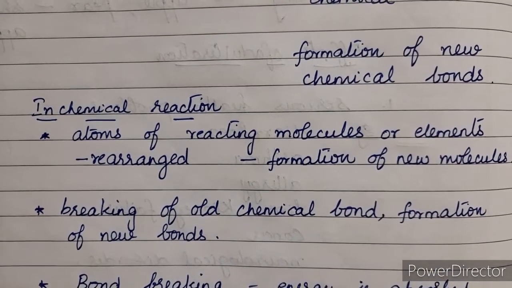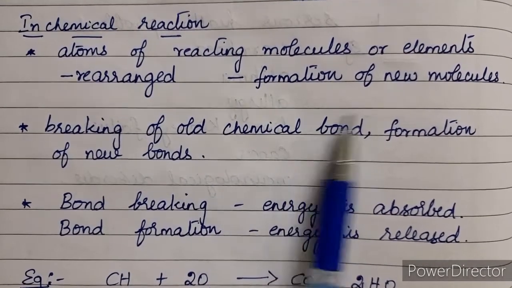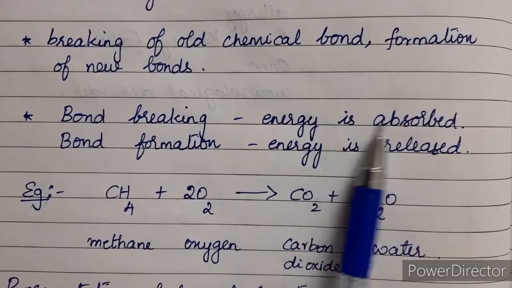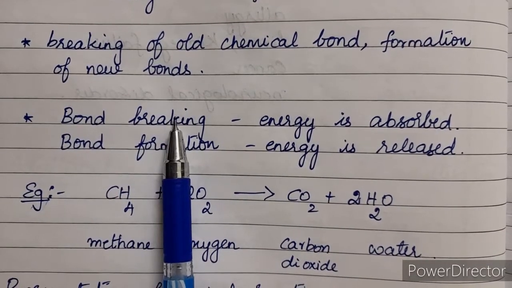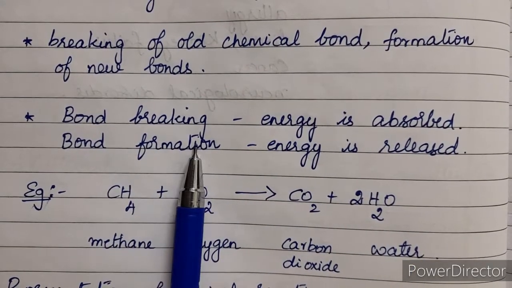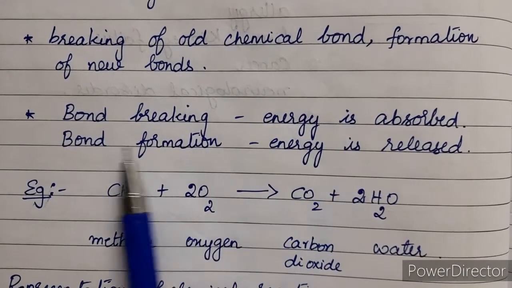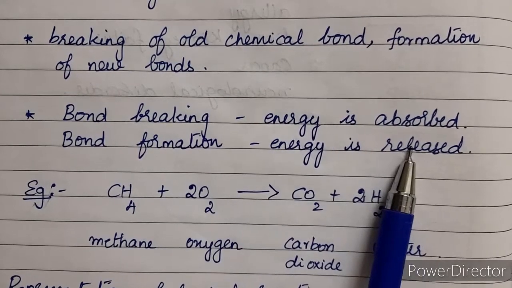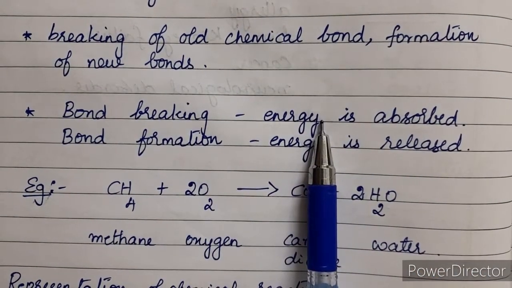The next one is the breaking of the old chemical bonds and the formation of a new bond. Energy is absorbed when there is a breakage in the chemical bond. Now energy is released when the bond formation takes place. So bond breaking absorbs energy, whereas bond formation releases energy. So these are the three steps that take place in a chemical reaction.